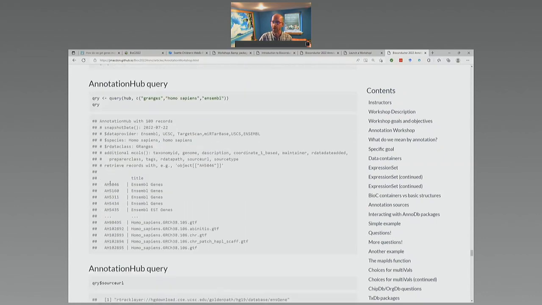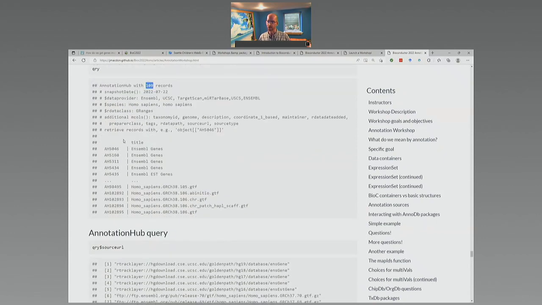So if you wanted to do a query, you use the function query. We have this thing called hub that you're going to query on. And then we're going to ask for three things. We want a GRanges object. We want it to be Homo sapiens, and we want it to be Ensembl. Unlike most of R, none of this is case sensitive, so you don't have to capitalize it correctly or anything like that. You just type it in all lowercase and we'll figure it out. So if we query for human GRanges objects from Ensembl, we get 109 of these things.